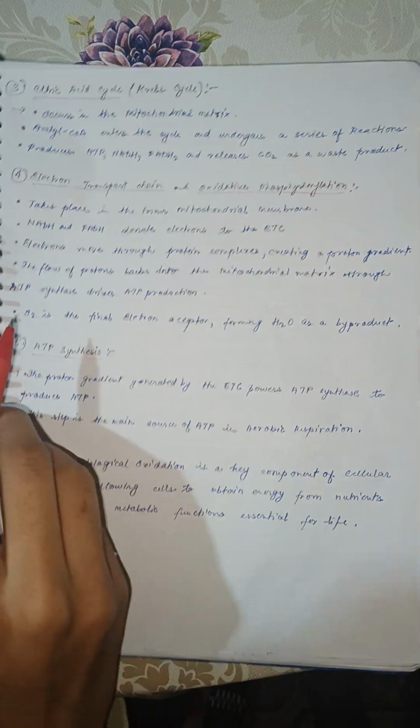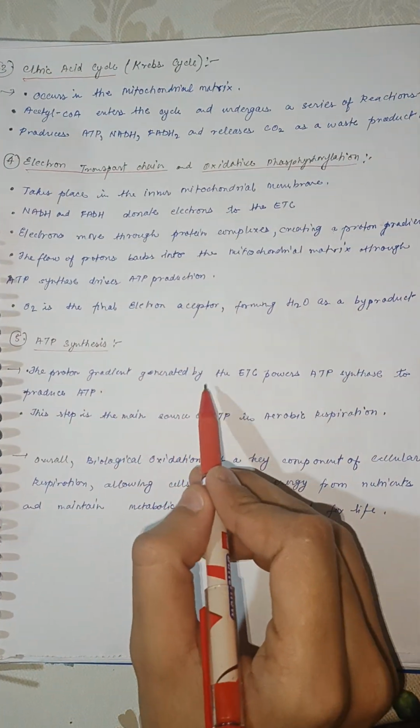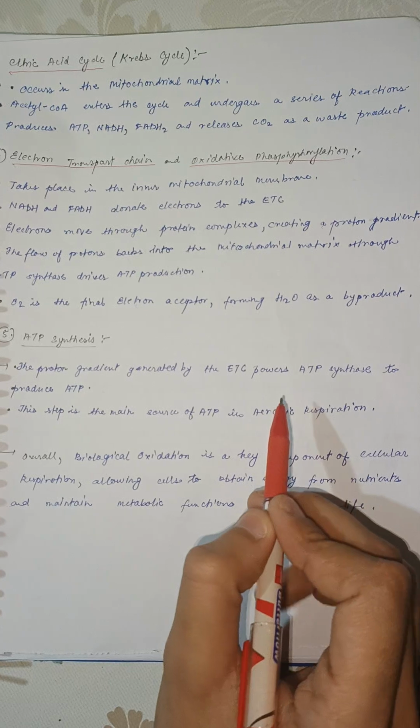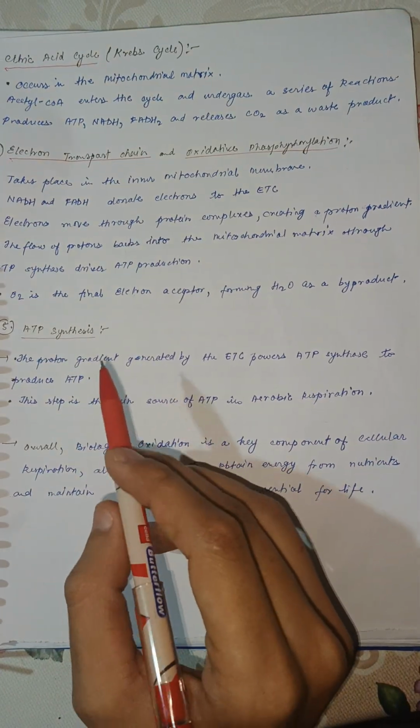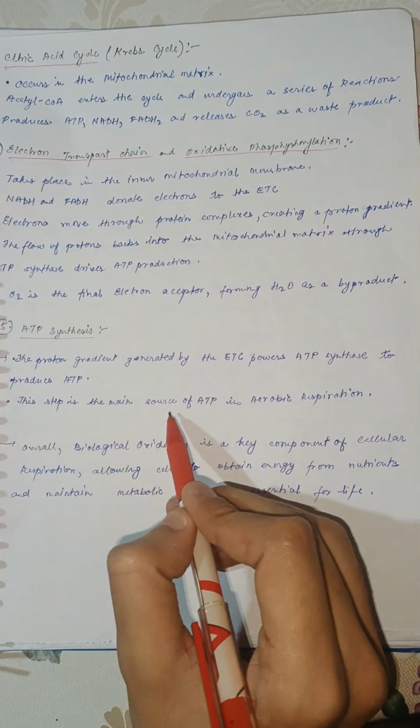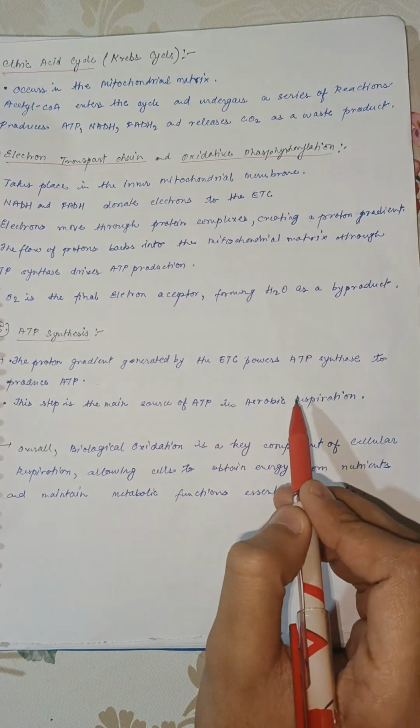Fifth one is ATP synthesis. The proton gradient generated by the electron transport chain powers ATP synthesis to produce ATP. This step is the main source of ATP formation in aerobic respiration.